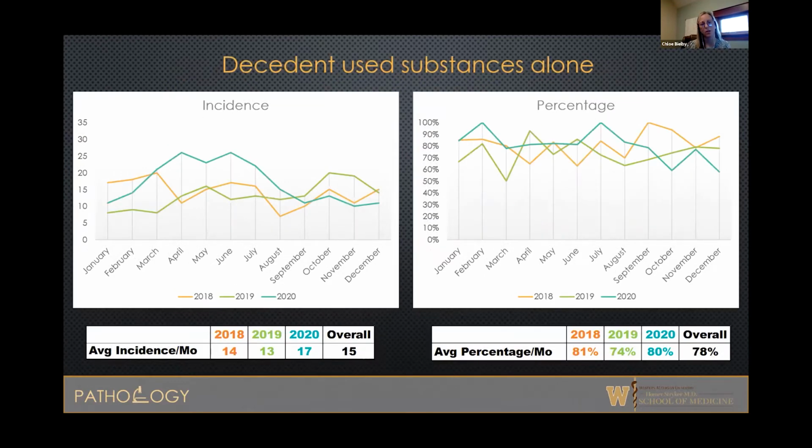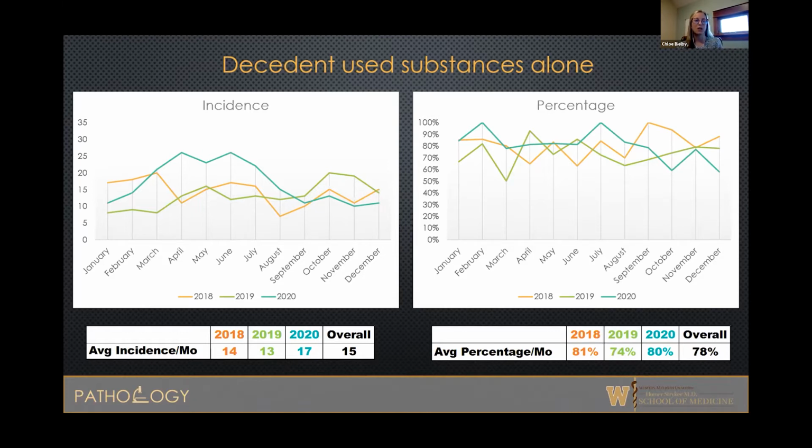Decedent using substances alone, I find, means not using them in the presence of someone and not telling someone that they were going to use. So maybe they were in the same house, but let's say the decedent didn't tell their friend that they were going to go use. They just went into their room. So that person that could have intervened and called EMS or administered Narcan wasn't aware that they were using at that time.